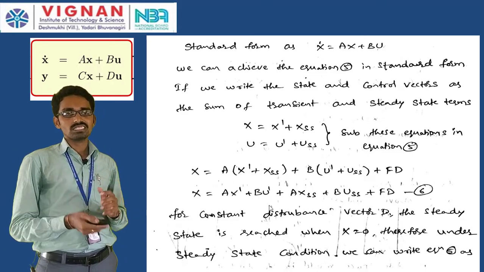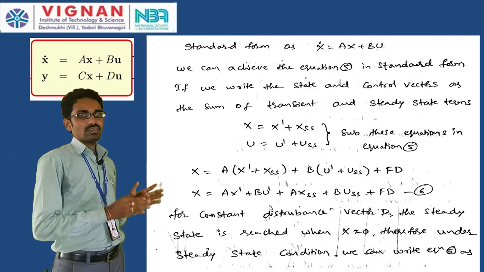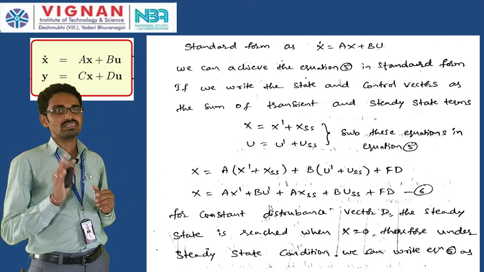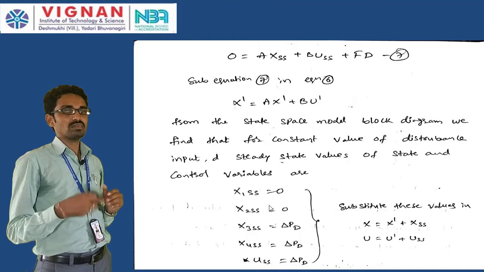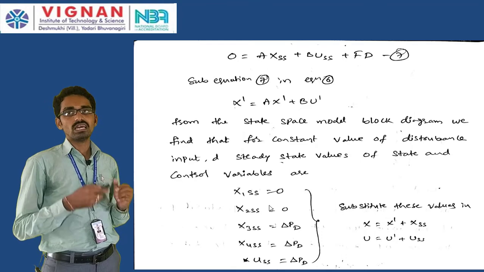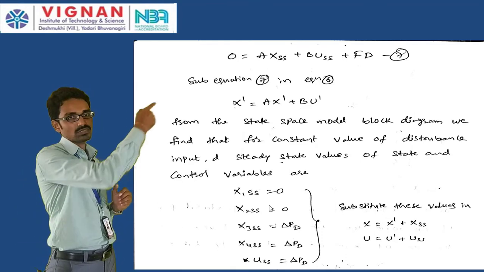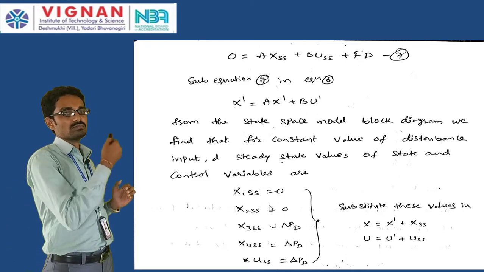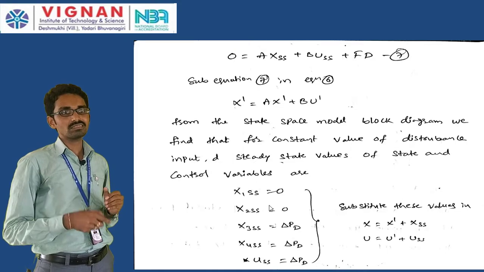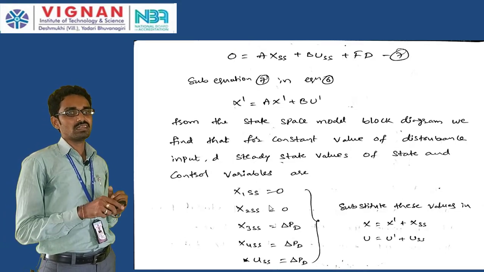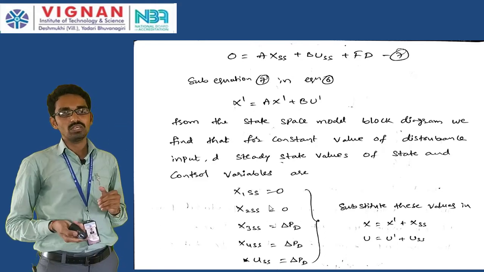So for the constant disturbance vector d, the steady state is reached when x dot is equal to 0. Then substitute x dot is equal to 0 in equation 6. If I substitute x dot is equal to 0, then you have A xss plus B uss plus Fd equal to 0. So that is equation 7. If I substitute equation 7 in equation 6, then x dash dot is equal to A x dash plus B u dash.